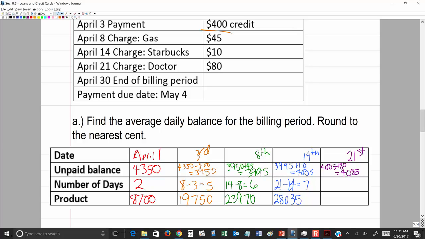And that one lasts until the 30th. Since that's the last one, instead of just doing 30 minus 21, you have to add 1 to that because it's also on the 30th. So it's 30 minus 21 plus 1, so that's 10. Then you multiply 4085 times 10, which gives you 40,850.